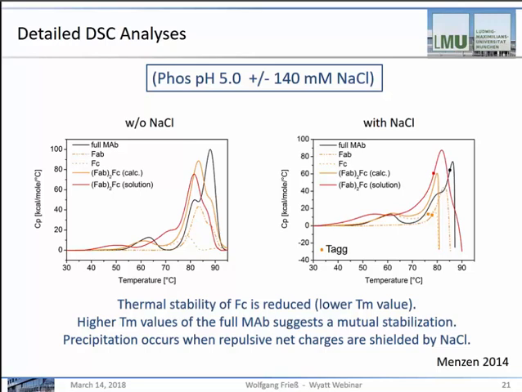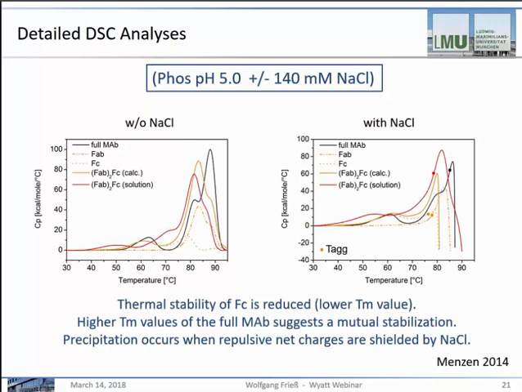Now, in the presence of salt on the right-hand side, we have charge shielding, and these repulsive charge interactions are reduced. So now again, aggregation sets in. We can see that very clearly for the Fab and the Fc part. Now Fab has to unfold maybe a little bit more pronounced. Fc has to go through the first transition going into the second transition.